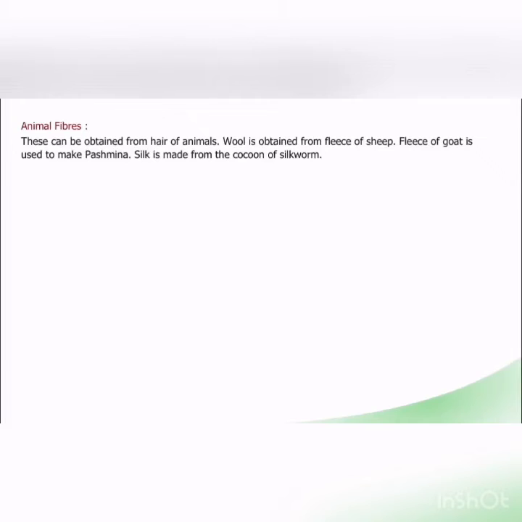Animal fibers. These can be obtained from hair of animals. Wool is obtained from fleece of sheep. Fleece of goat is used to make pashmina. Silk is made from the cocoon of silkworm.